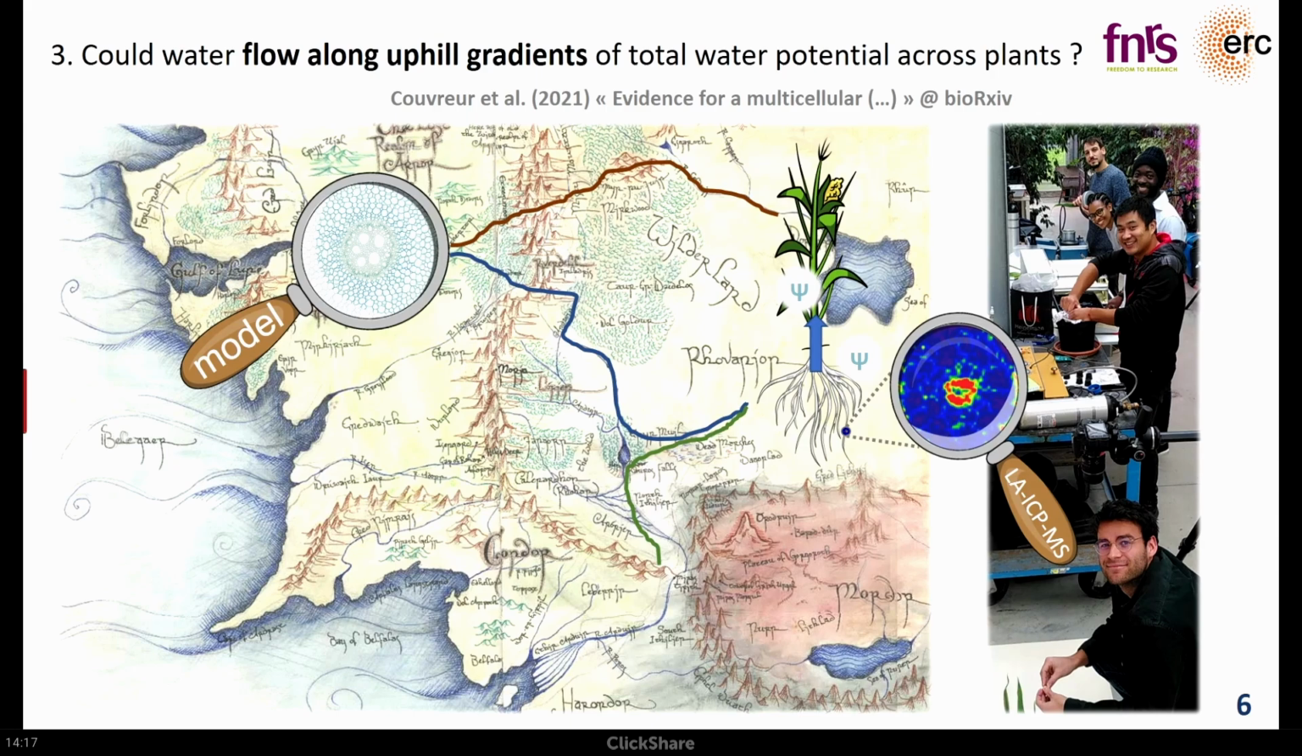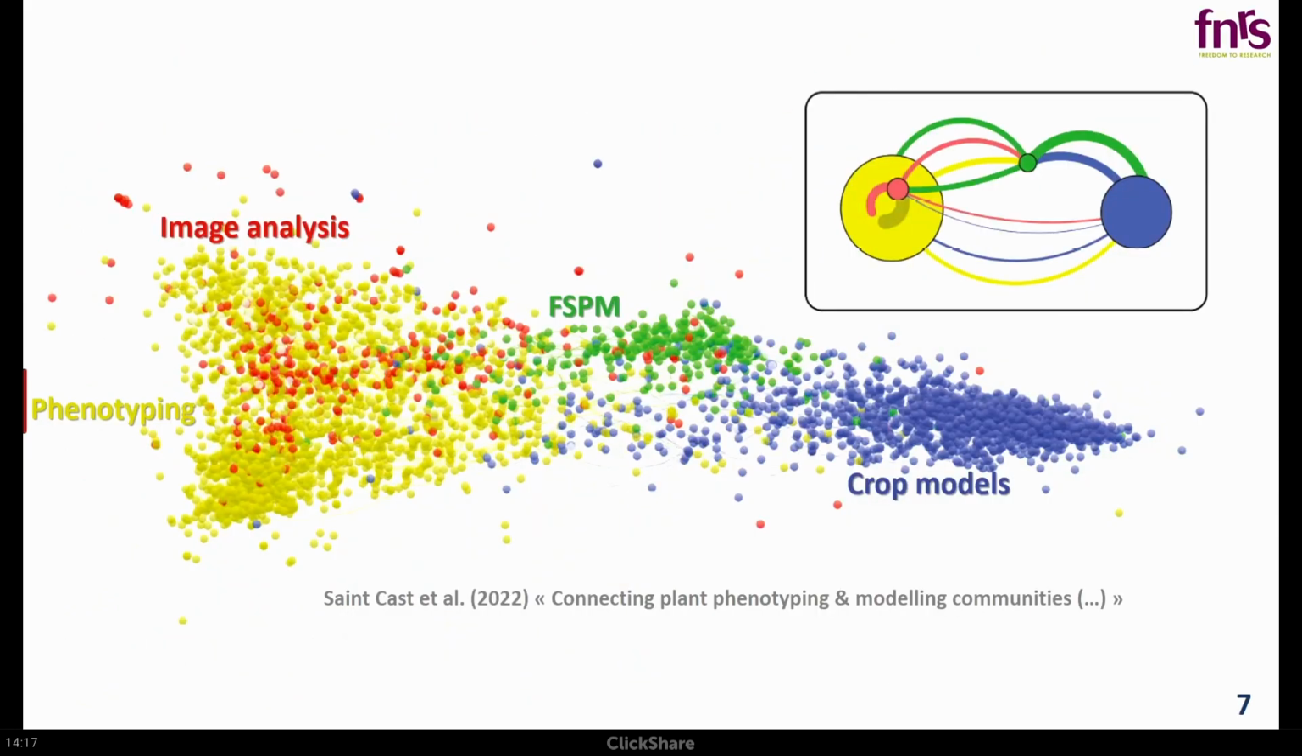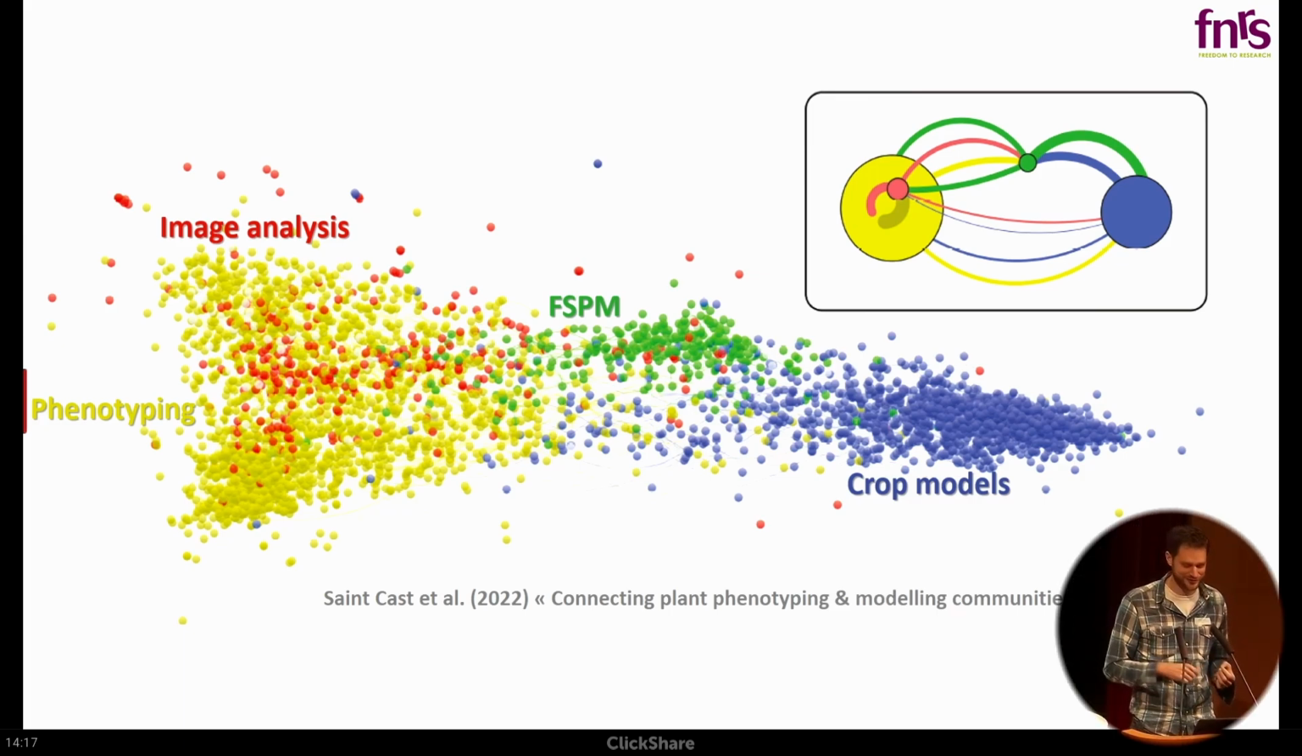And I wanted to finish this talk with another map, which you can see here, and that's based on the work of Clément Saint-Cast. And this is about interdisciplinary work, and that we think is really, really important to be able to navigate through this network and nexus of models and experimentation. As you can see, people doing image analysis and phenotyping are really, really well connected based on this bibliographic analysis. And on the sides, there's crop modelers and functional structural plant modelers that are a bit less connected to phenotypers.